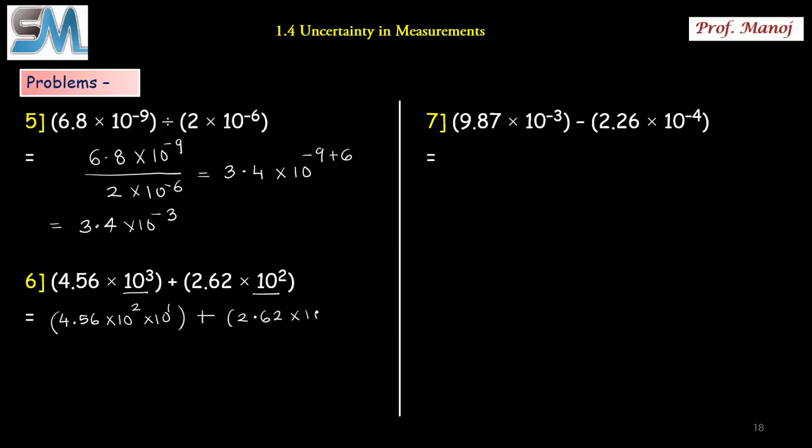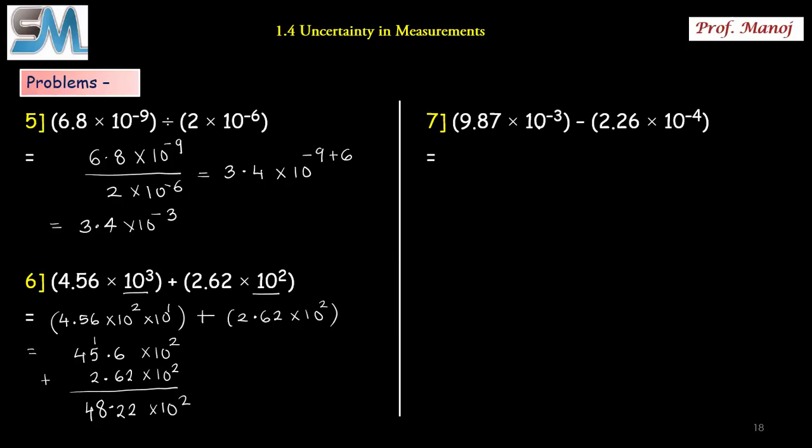2.62 into 10 raised to 2. So this will become 45.6 into 10 raised to 2 plus 2.62 into 10 raised to 2. So when you do the addition, this will become 2, carry 1, 8, and 4.